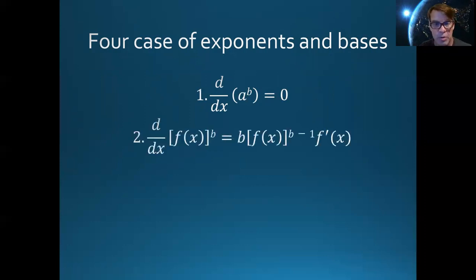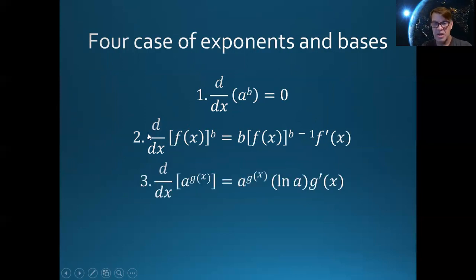Case number 2. Okay, let's say you're taking the derivative of a function raised to a power. Okay, again, fairly straightforward. It's a function raised to a constant power. We're going to take the b, the power, so the b is going to be up front. And then this to the b minus 1. That's just the normal way of taking the derivative of something raised to a power. And then we're going to, again, have to take the derivative of what's inside, which is f prime of x. Okay. Situation number 2.